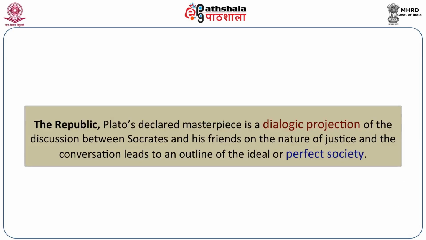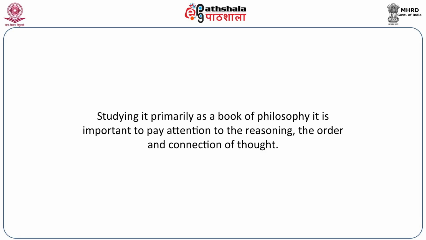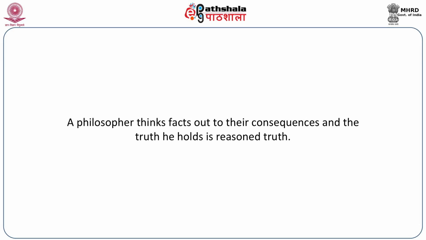As mentioned earlier, Plato's Republic is a dialogic projection of the discussion between Socrates and his friends, one on the nature of justice and the other on the status of poetry in an ideal state. It presents an outline of an ideal or perfect society, and it may be studied primarily as a book of philosophy. There is reasoning and an order of thought. And whatever reasoning he does is for the sake of truth. And what he upholds is reasoned truth.